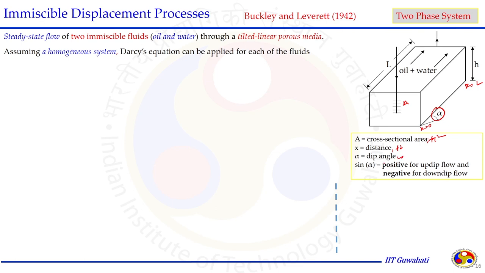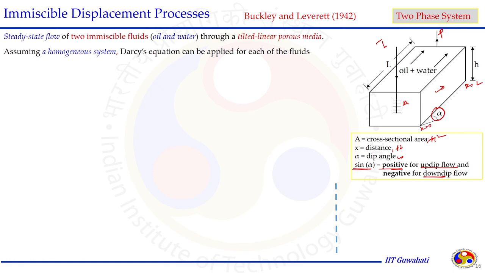This is the dip angle. And if sine alpha is positive, it means we have up-dip flow conditions. If negative, then we have down-dip flow conditions. Both up-dip and down-dip have certain advantages and disadvantages. We will discuss later on. This is the arrangement for the linear system of two immiscible fluids, oil and water, in the reservoir domain. Now, we can make certain assumptions.